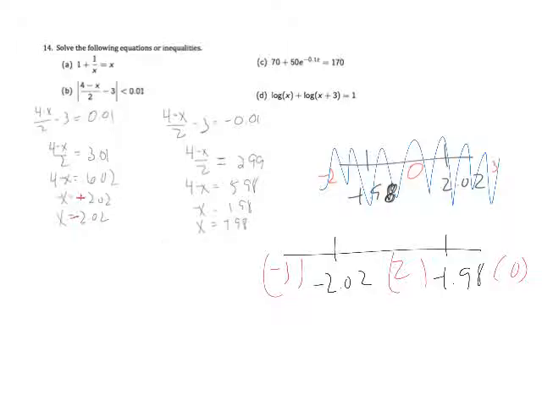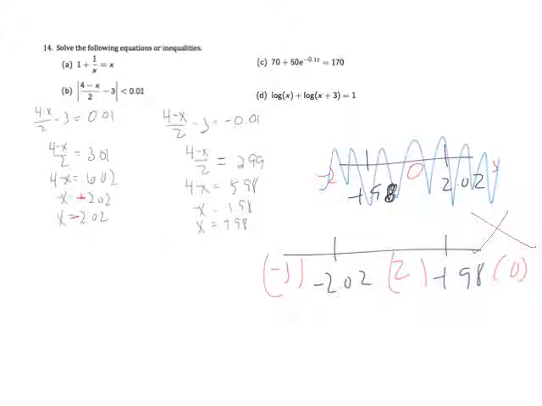If I take a 0 and plug it in here, 4 minus 0 is 4 divided by 2. That's 2. I subtract the 3, so I'd have a negative 1 inside, but remember, you're taking the absolute value, so positive 1, and positive 1 is not less than 0.01, so that's not going to work.